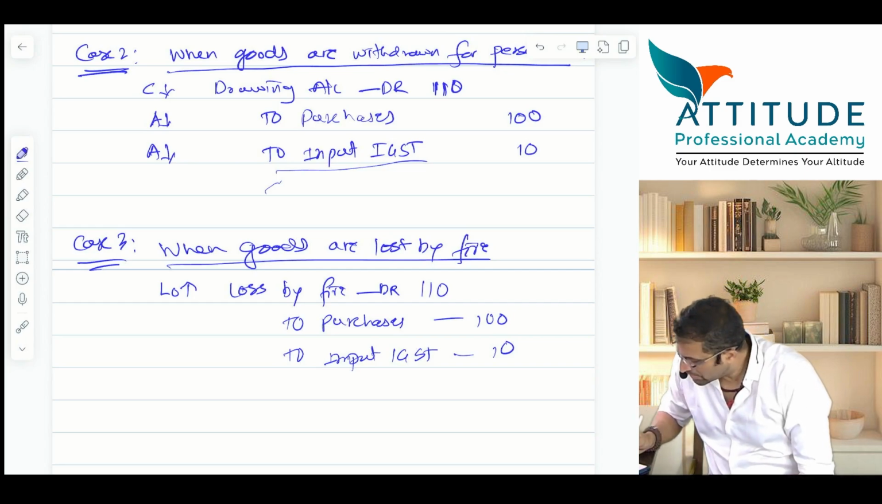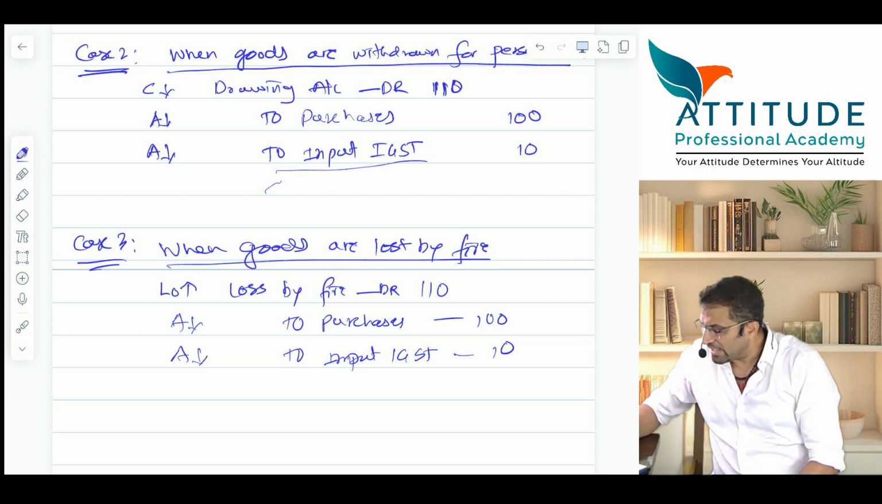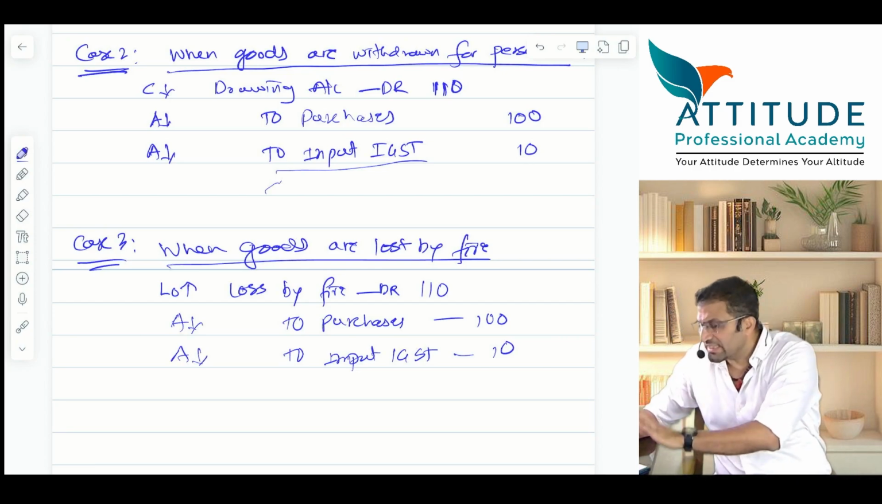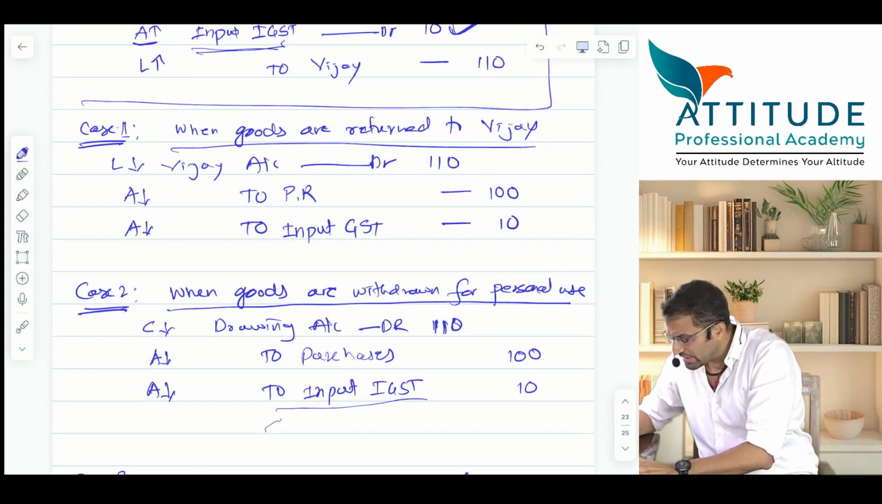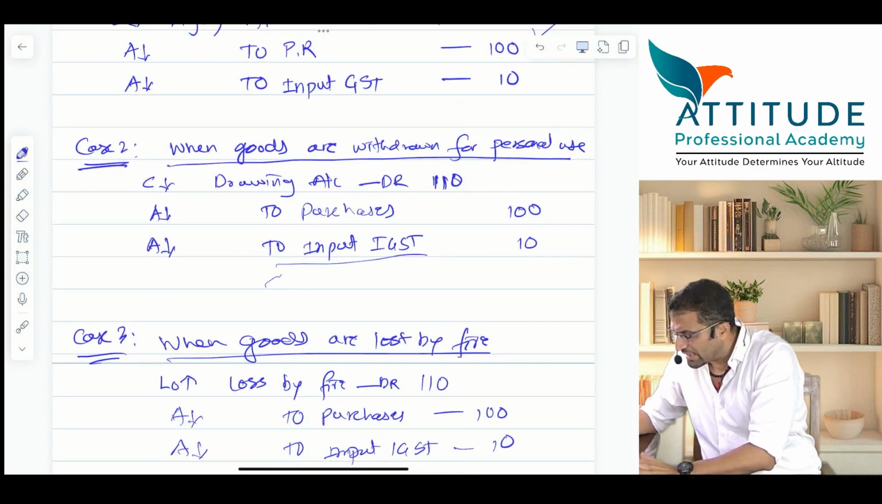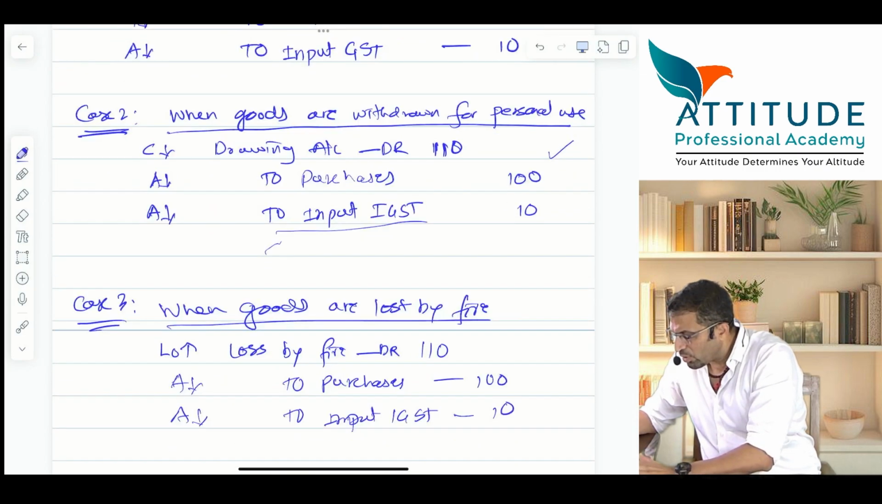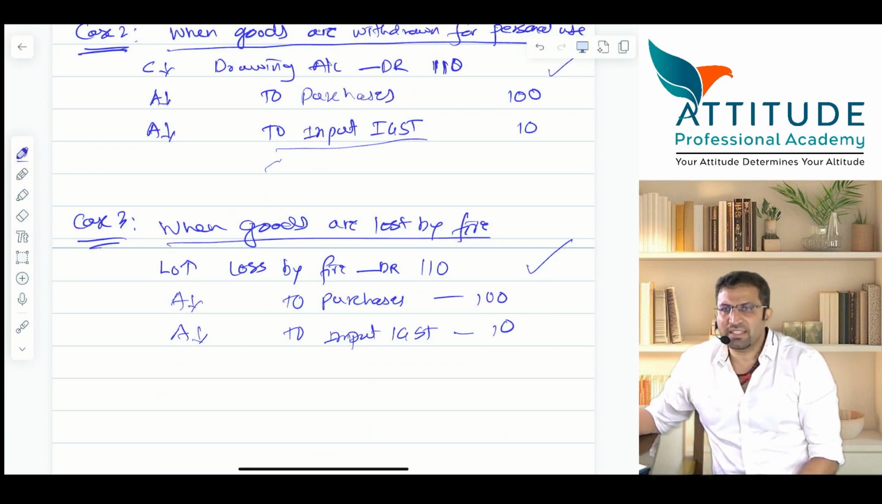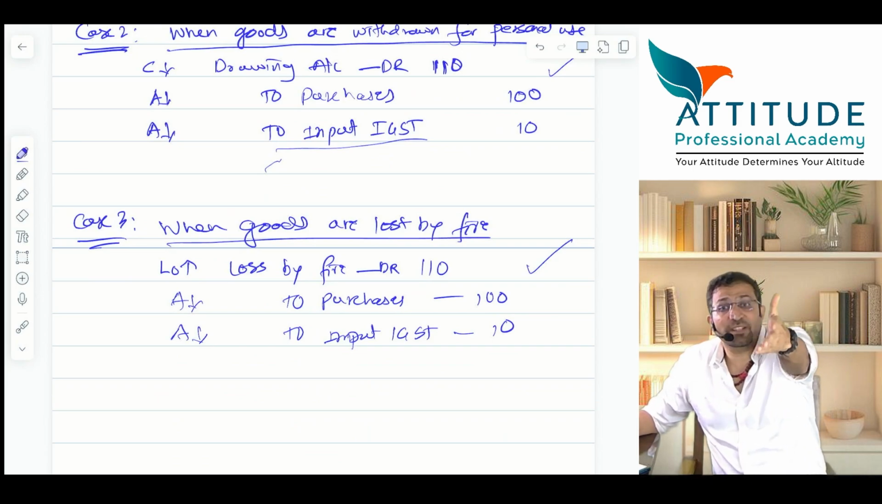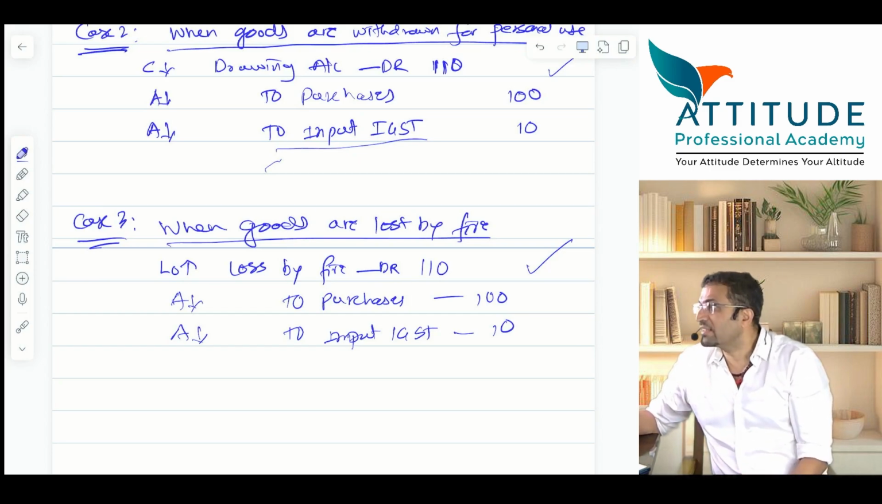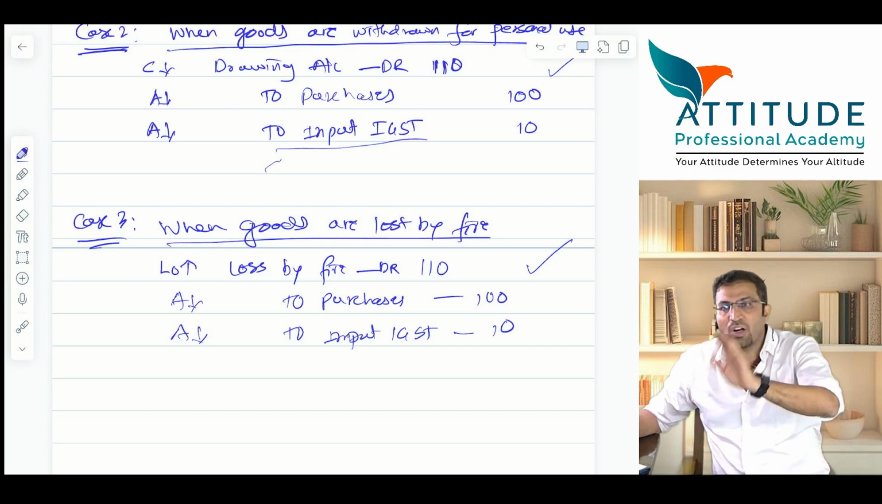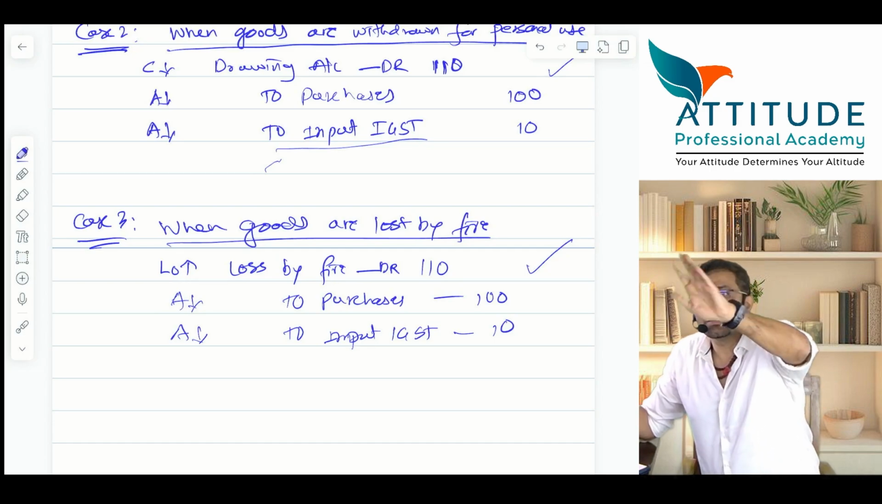Are you understood? Clear? So this is asset reduces, and here also asset reduces. Anyway, input IGST will be credited. In all these cases, input IGST को reverse करना ही है. Reason, either it is purchase return, or drawings, or loss by fire, loss by theft, ये सब कुछ. Even goods given as free samples. Same, instead of loss by fire, free samples, charity, donation, because you are not selling, advertisement account debit, to purchases, to input GST. So in all these cases, GST will get reversed.